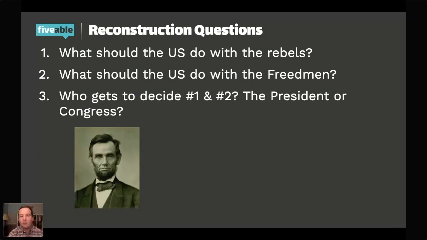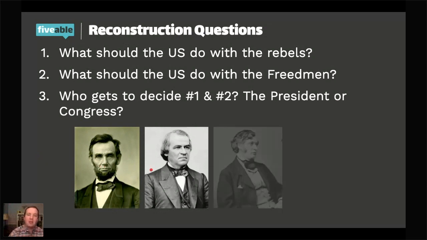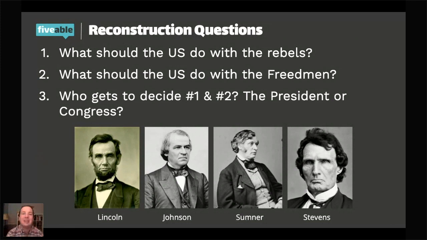Some major players for you. We got this guy. Hopefully you recognize him as Lincoln. This guy right here, Lincoln's vice president, that's going to be Andrew Johnson. Then we have these two gentlemen, a little bit more obscure, but you'll probably recognize their names. They're the congressional radical Republicans that we should be familiar with, who are interested in punishing the rebels and protecting the freedmen, and that's going to be Charles Sumner and Thaddeus Stevens. So be aware of some of these gentlemen. Might not be a bad idea to know some of them and their names and what they want.